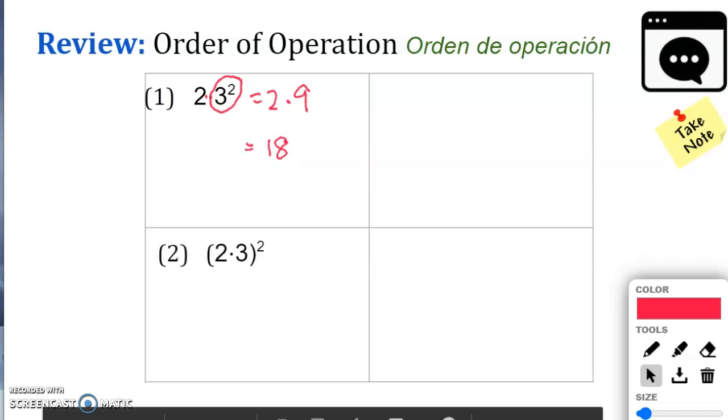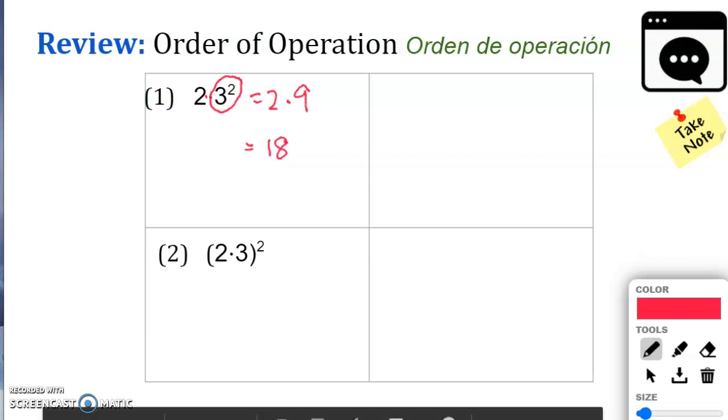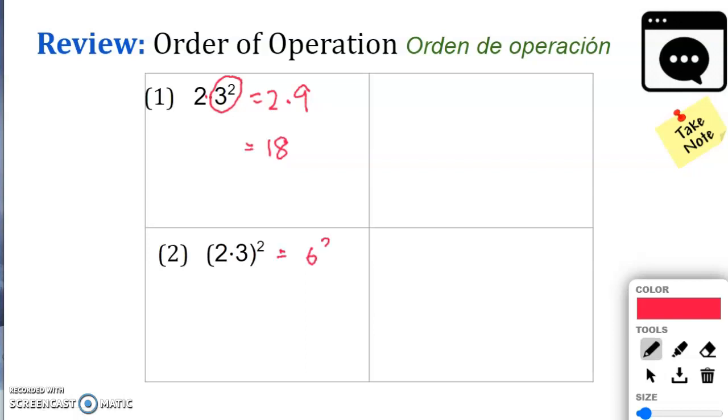What about number 2? This time you have a parenthesis. Remember, parenthesis is a grouping symbol. That means we always do parenthesis before exponents. That means we need to evaluate inside the parenthesis first. So that becomes 2 times 3, which is 6. Then you raise it to the power of 2. So that becomes 36. Notice number 1 and number 2 look very similar, but they give very different answers because of order of operations.